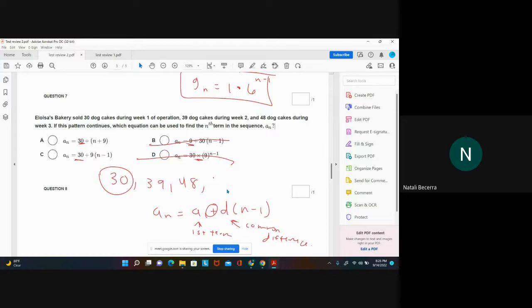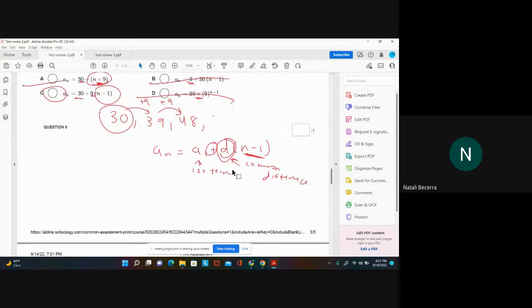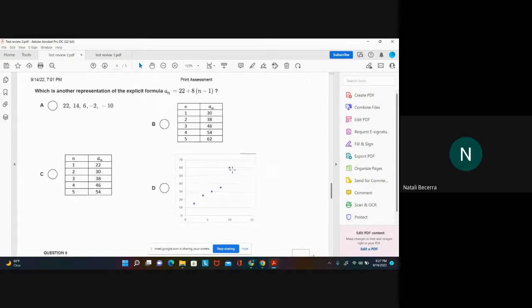But I should have D is 9 because 30 plus 9 is 39. 39 plus 9 is 48. So I should have a 9 outside of the parentheses. Good. The reason why this one's also not right is because my formula says n minus 1, not n plus 9. It's n minus 1 always. That's always going to be like that. So it's C. All right, moving on.